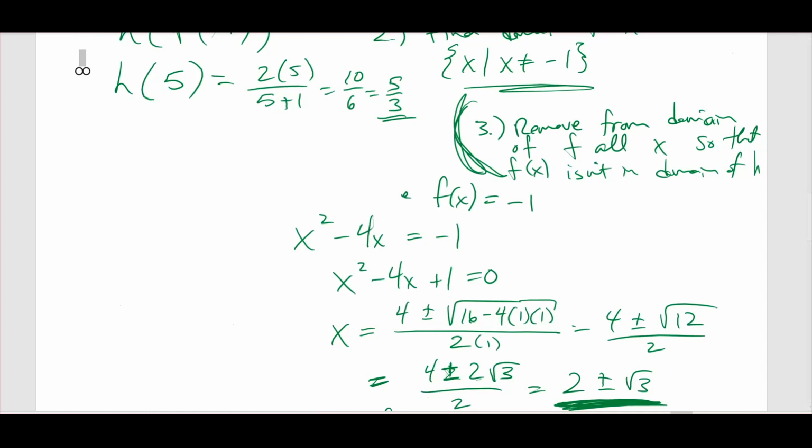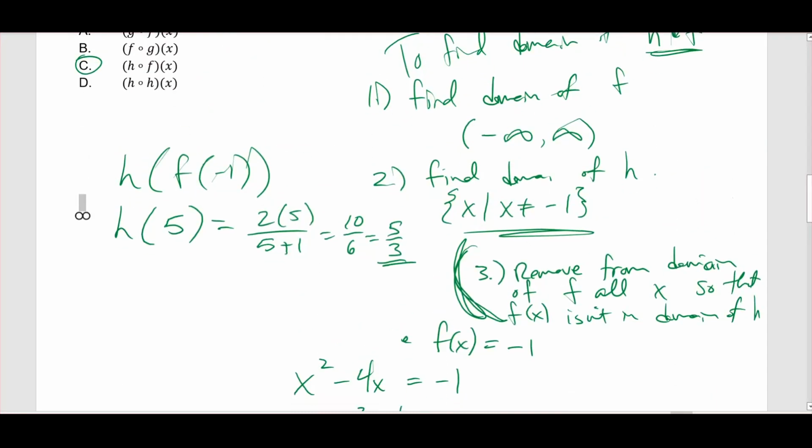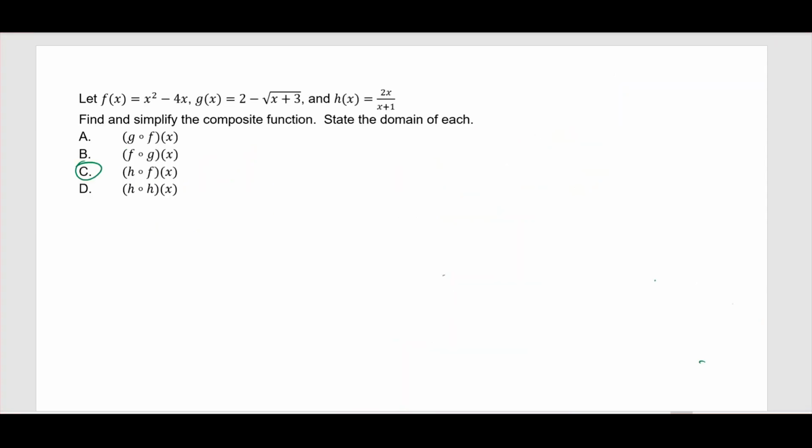Okay, so I think we've got one more here. Yeah, we do. h of h of x. So again, let me erase this stuff. Okay, so now we're on to part D here. We want to find and simplify the composite function and then state the domain of each. Okay, so we're going to find the domain first.